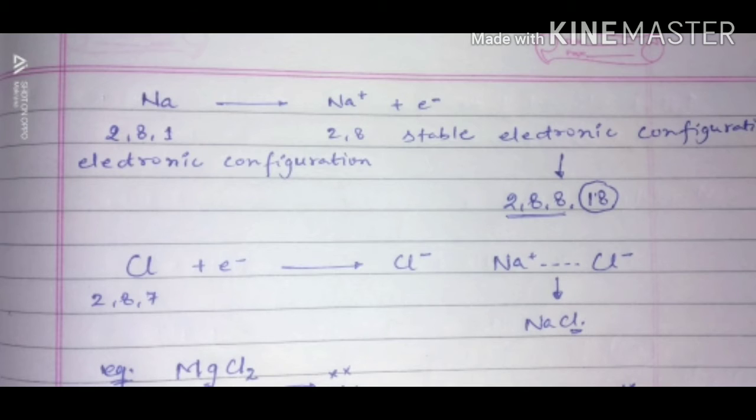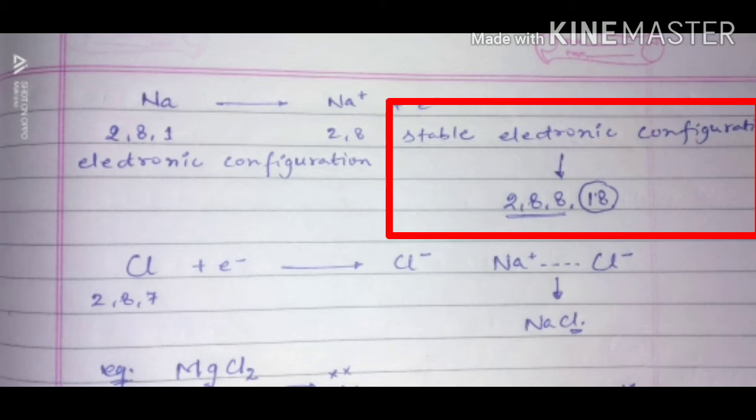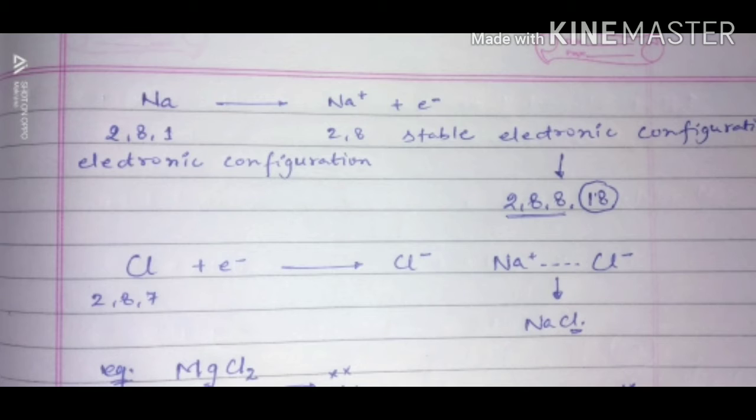What are the noble gases? The elements whose electronic configuration is complete, whose outermost shell is completely filled by electrons. Those are known as noble gases. Noble gases are kept in group 18 of the periodic table, like helium, neon, argon, xenon. These are examples of noble gases.